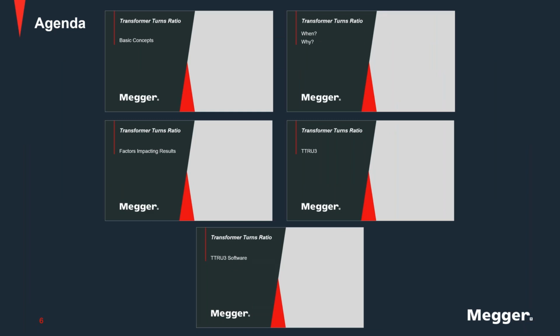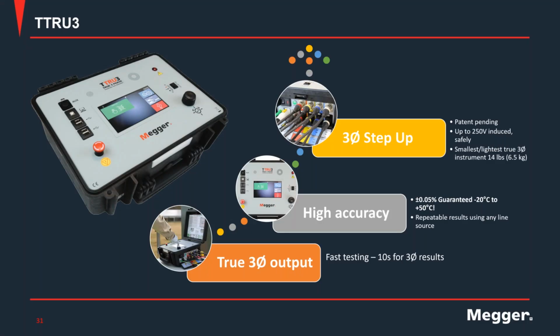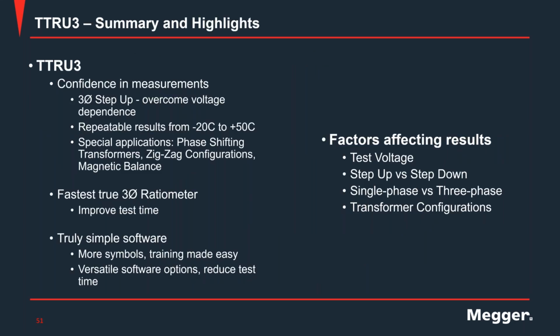Again, we think the features are very useful for field testing. Once again, we think these features are pretty useful. And now you have a little bit deeper information on what comes into the picture: how the test voltage affects my results, whether I'm using the step up or step down technique to measure my TTR, whether I'm using single phase or 3-phase excitation, and what type of transformer I'm testing.